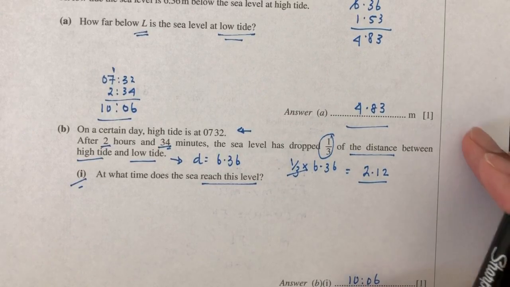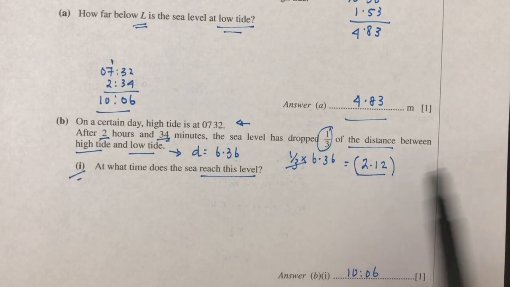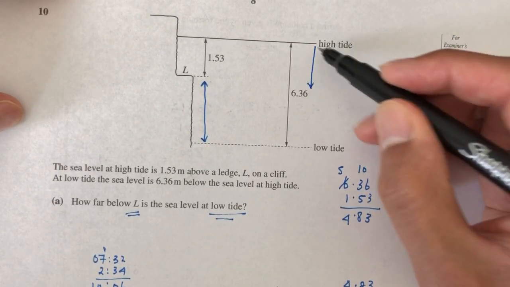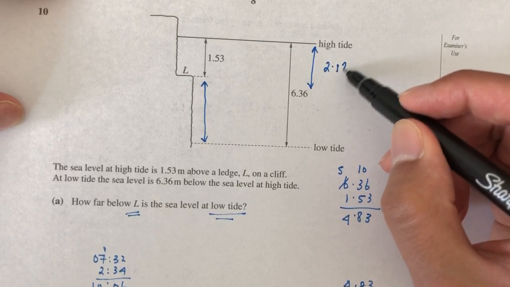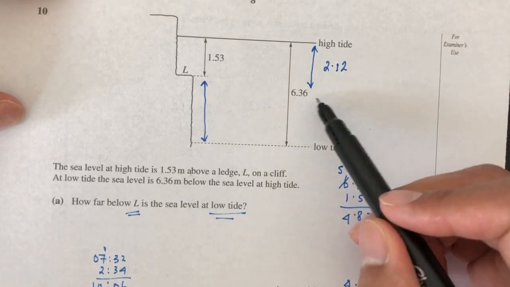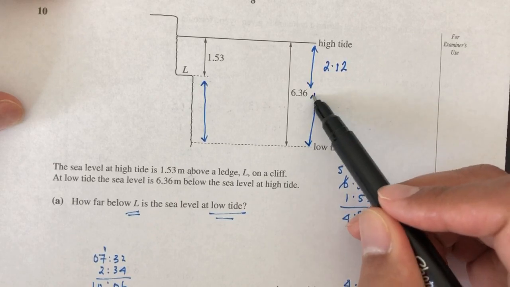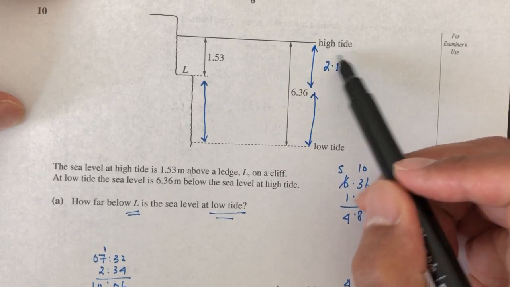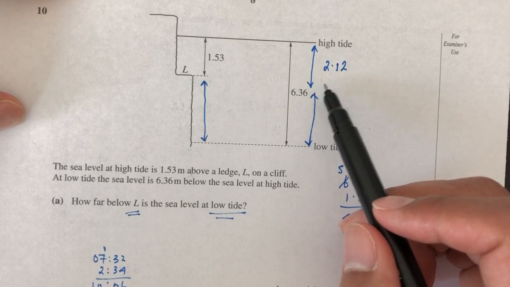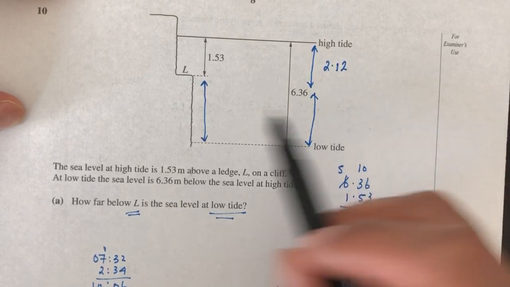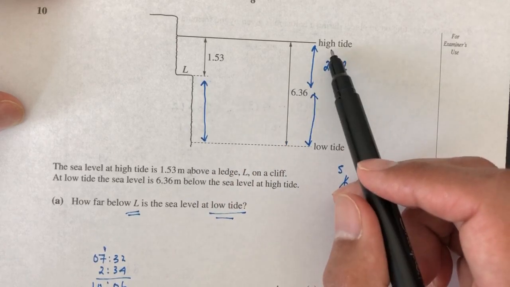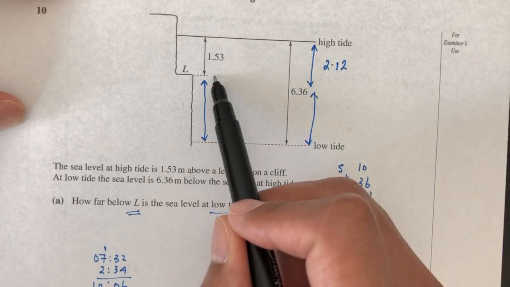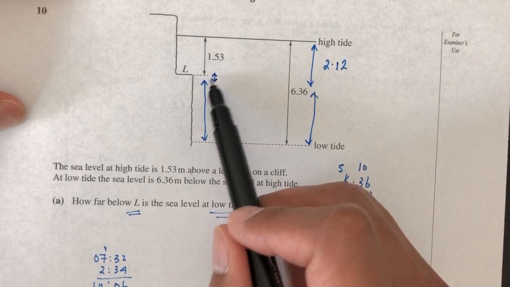Now next one, how far below L is the sea level at this time? So how far below L? It dropped by this much. So from high tide, it will drop by 2.12. So we have to find this distance. How far below L? It is right here. So we just have to find the difference, 2.12 minus this distance, and then that will be our answer.